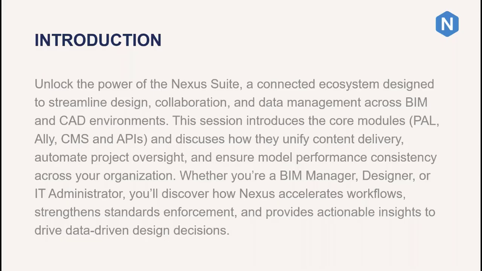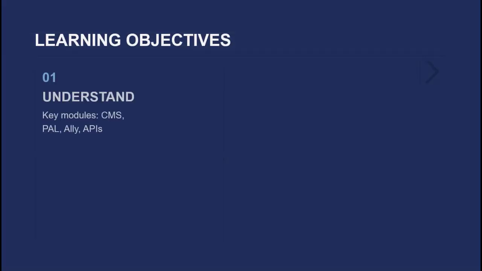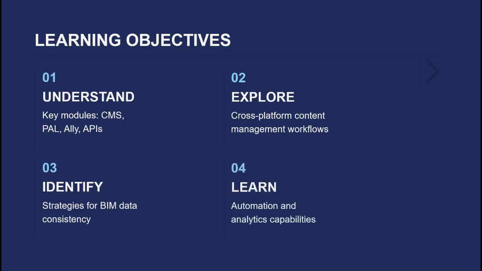So we're going to cover a few things today. We're going to start by talking just about the understanding of what modules exist. We're going to explore some of the cross-platform content management stuff in one of those modules. We're going to take a look at identifying strategies for data consistency in a couple of the modules, and then we're going to take a look at how we can learn from some of the information that's available here to automate and analyze some of these workflows, and even automate some of the workflows here.